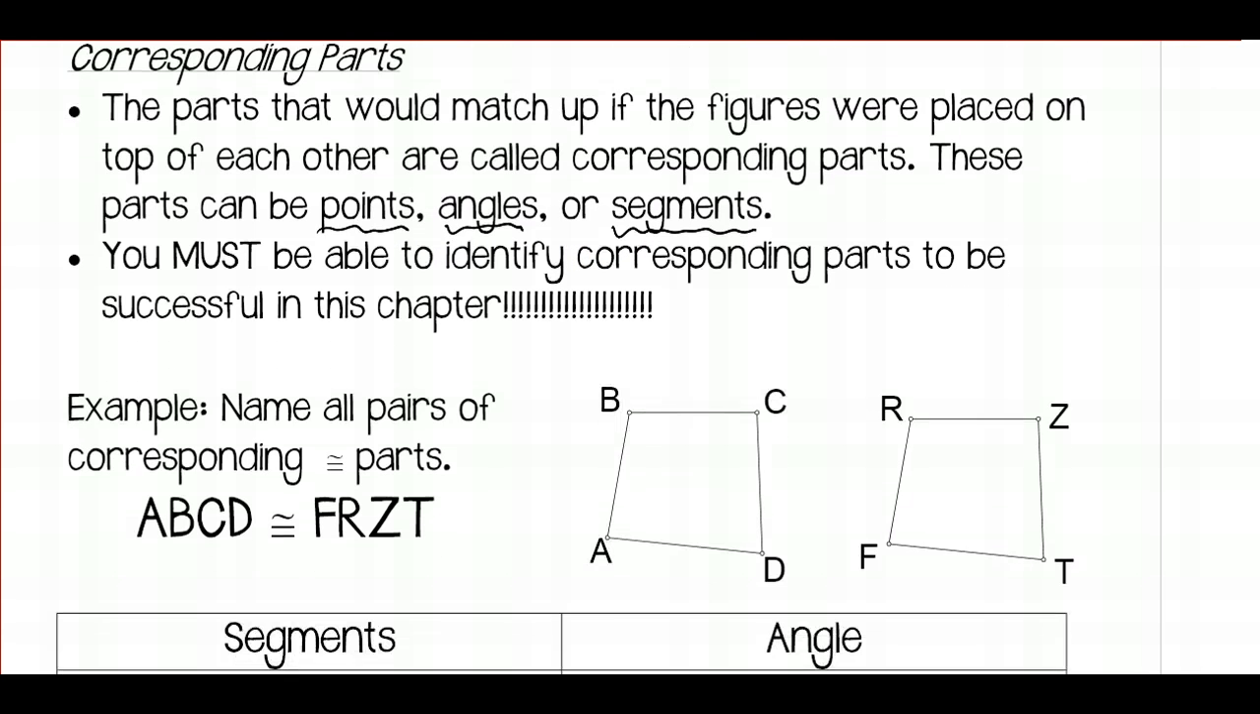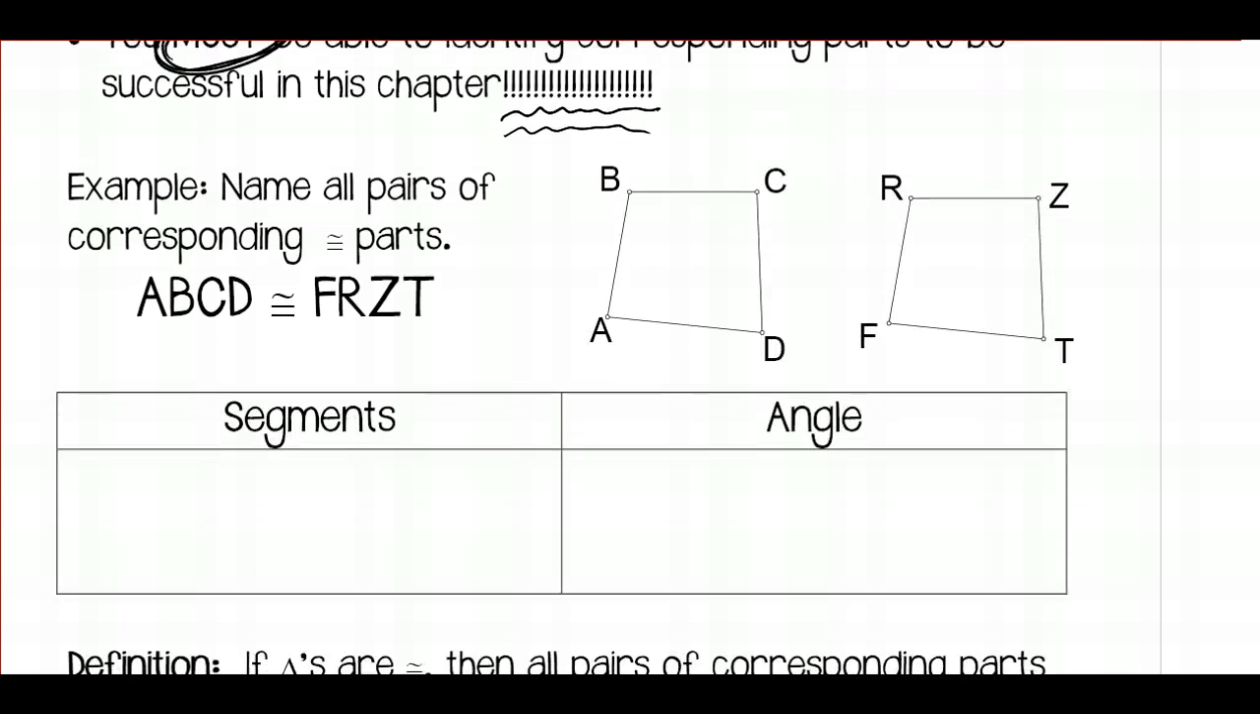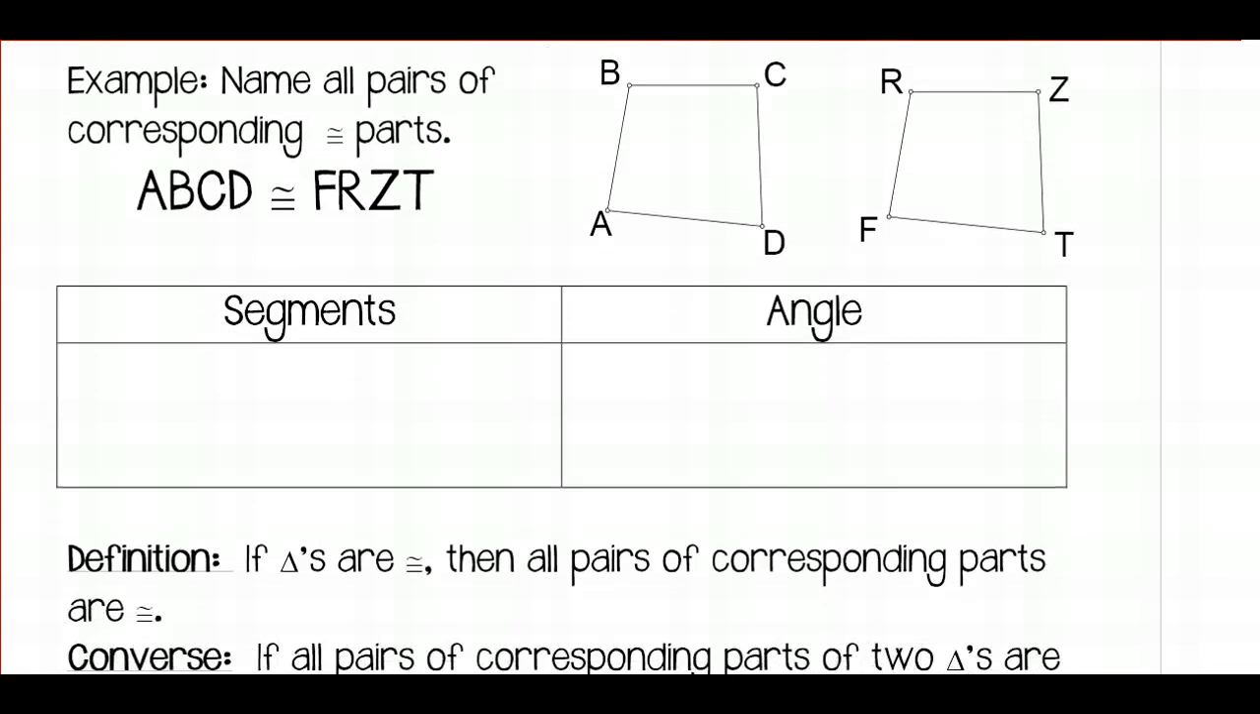When we talk about naming the angles and the segments, the order that we name them is going to be important, and I'll be calling that corresponding order. That's going to be important. So you must be able to identify corresponding parts to be successful in this chapter. I think it's important. Okay? Alright. So let's take a look at a basic example, just practicing naming corresponding parts.